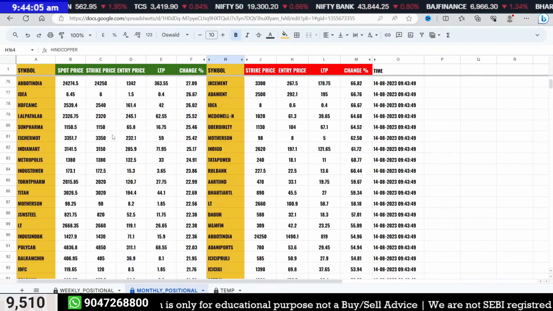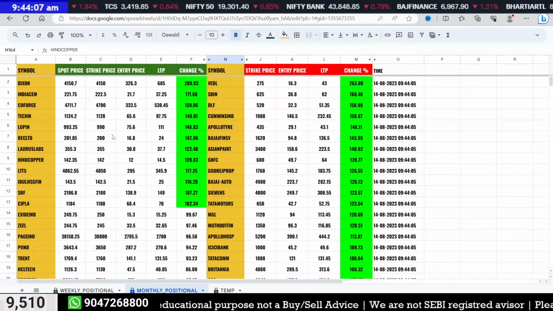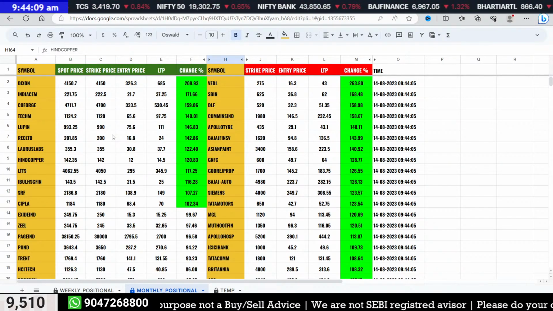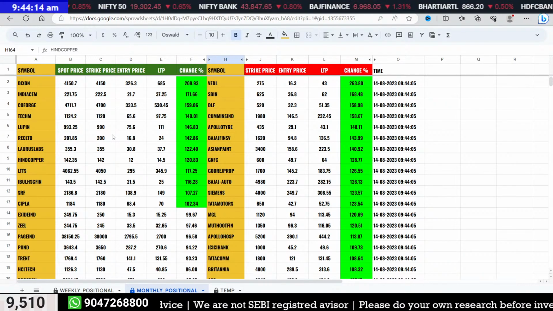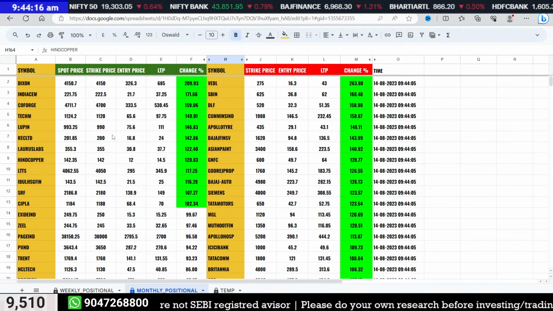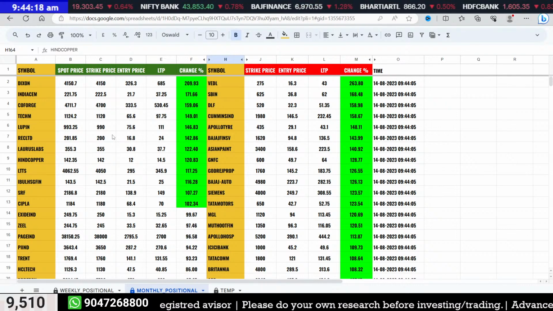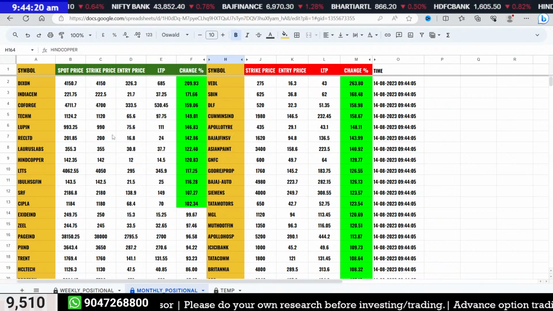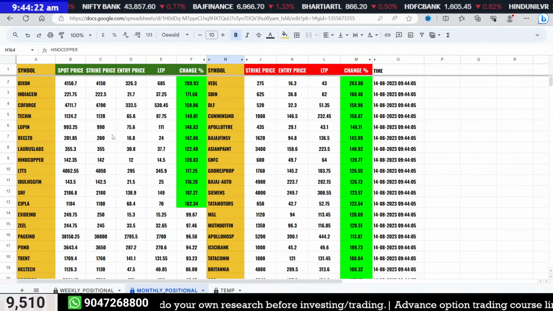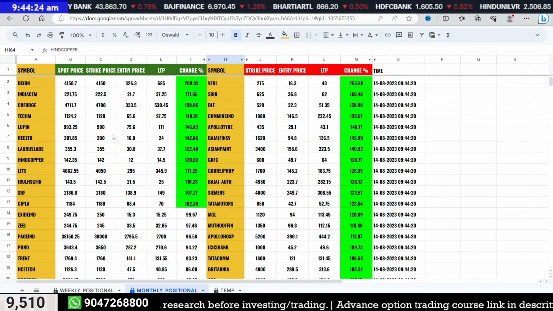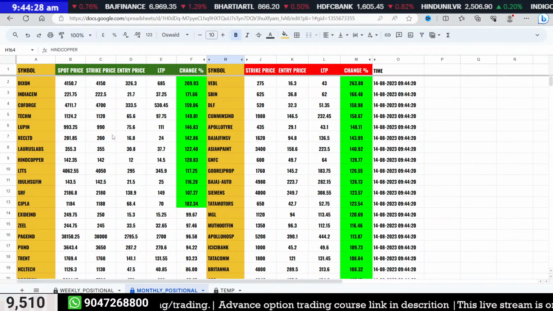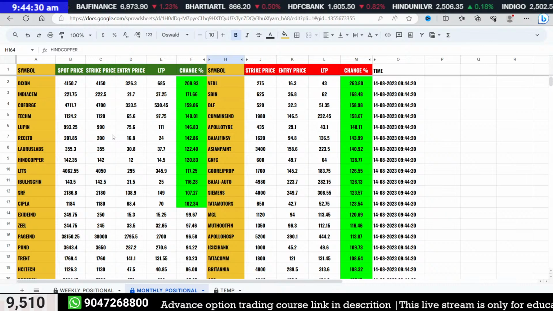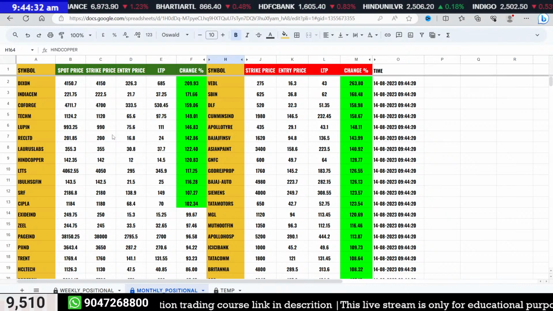Monthly positional. I think Cipla is the previous entry. I think SRF may be triggered. India Cements is low liquidity. LTTS is already higher, so a lot of stocks are already higher from our entry. Then REC, Laurus Labs, and Indian Copper is moving higher.